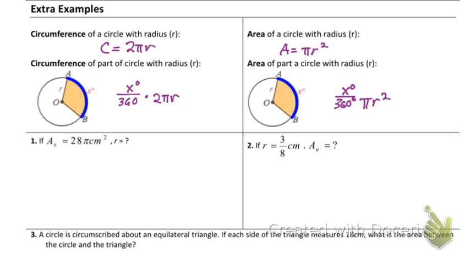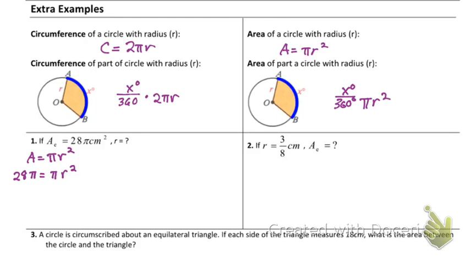So the first example says area of a circle. That's what that little thing denotes. You see this big A in this little circle right here? You should have area of a circle. That's what that stands for. It says the area of the circle equals 28 pi. Find your radius. Well, area of a circle equals pi r squared. So we have 28 pi equals pi r squared. I just need to solve for r.